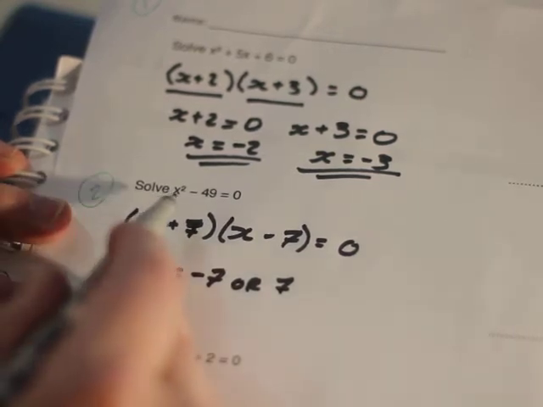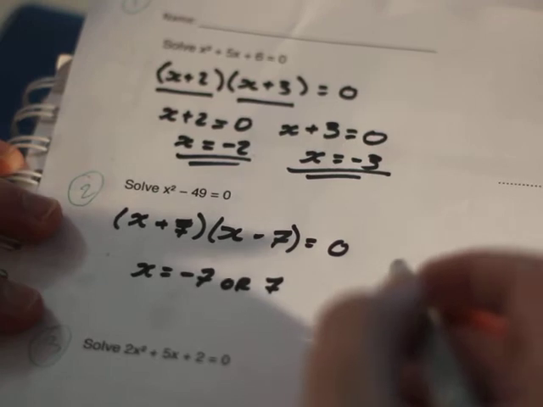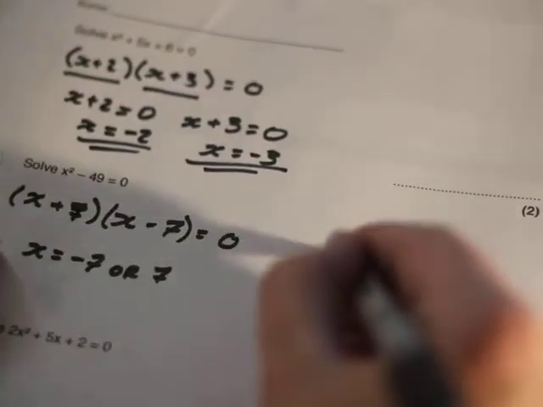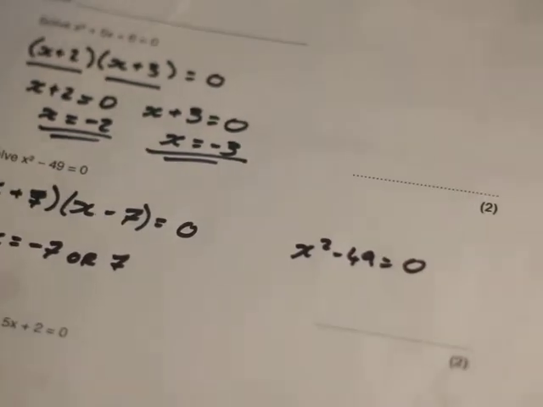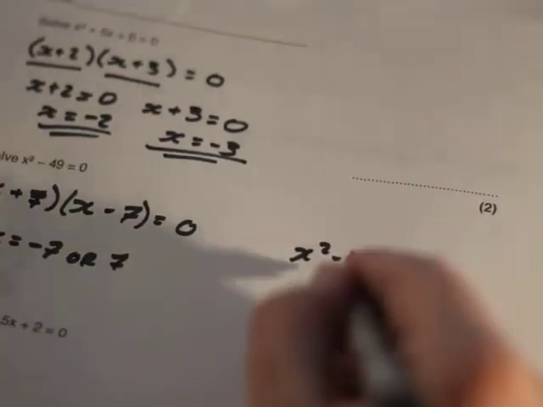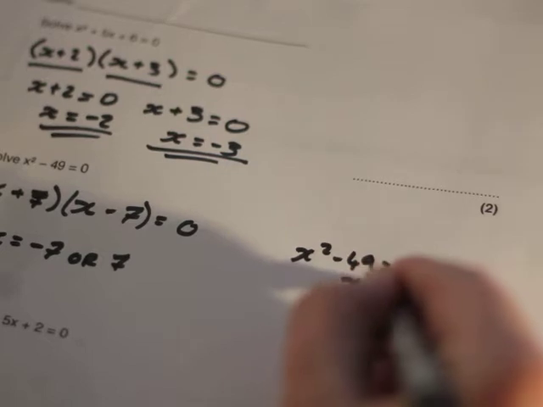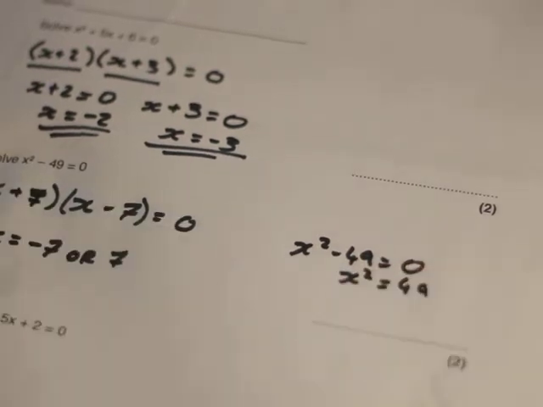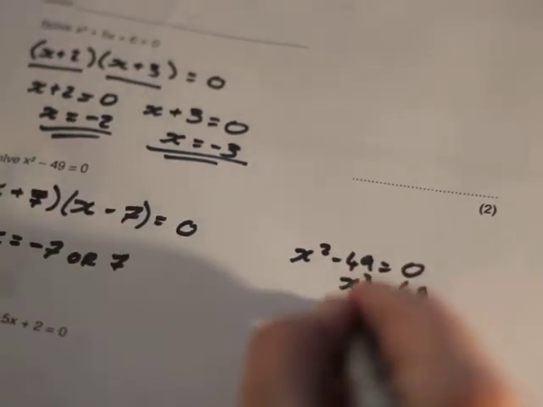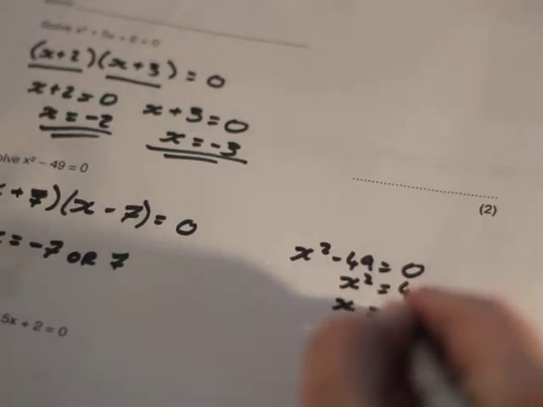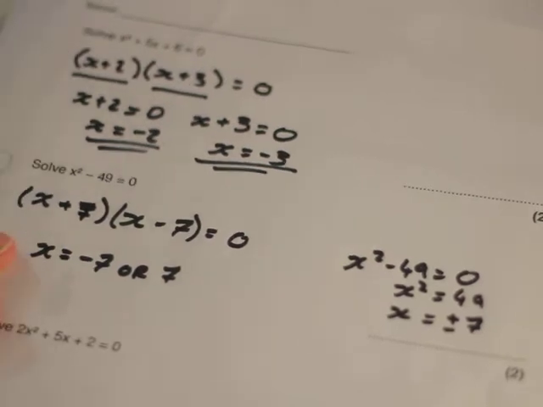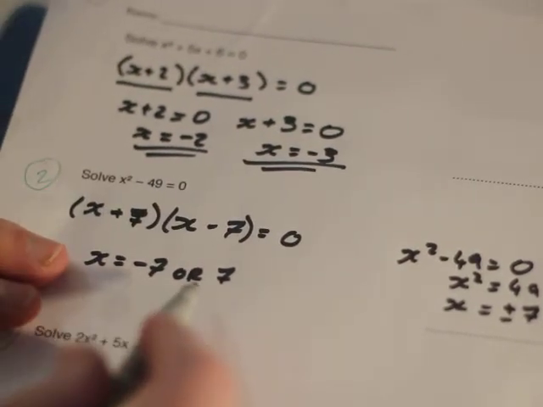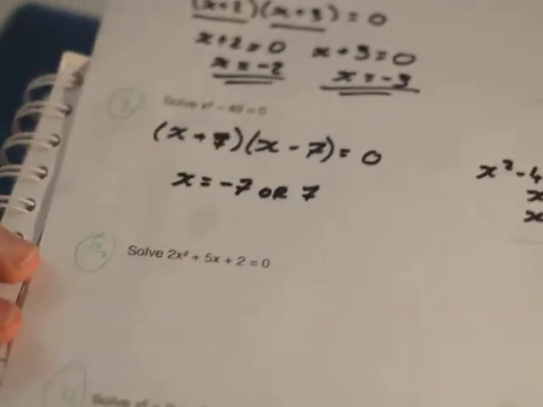Alternatively, we could have just solved it like a normal equation, so we could have gone x squared take away 49 equals 0. That's the first line, that's just the question copied across. Add 49 to both sides and then do square root. So it's plus or minus 7. Because remember, a square root has a positive and negative solution. So as you've seen, that's the same answer as that.